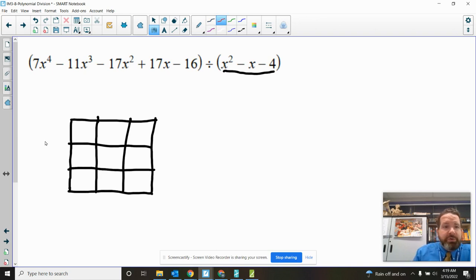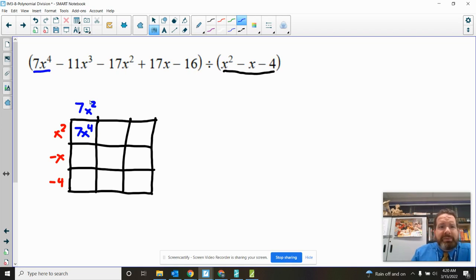Okay, divisor across the side, so x squared minus x minus 4. Let's always start in the upper left box. I want to end up with 7x to the fourth. So we now have to ask ourselves the question, all right, what did I multiply x squared by to get 7x to the fourth? Well, there's a factor of 7 I need. I've already got x to the second, so I need third, fourth, 2 more x's. I need an x squared to get us up to x to the fourth. There's the first term of our quotient.